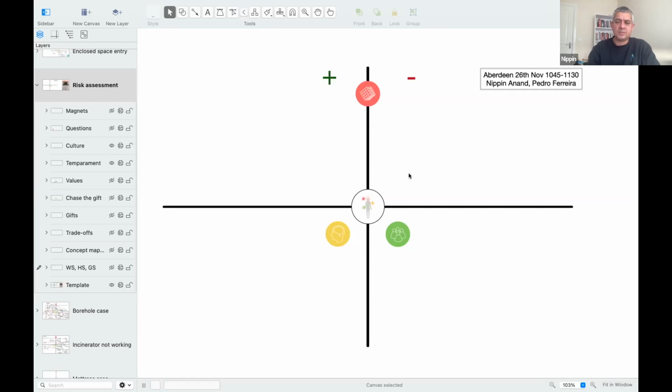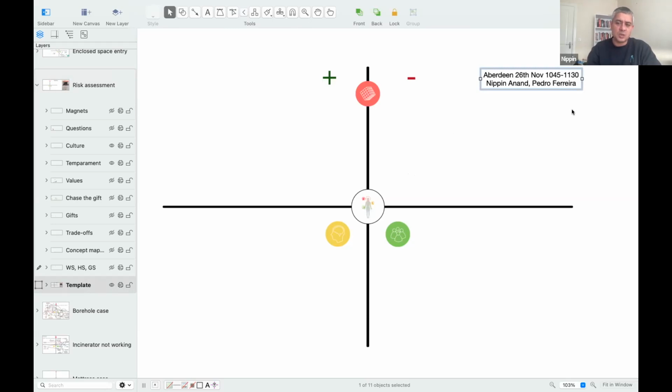Because it's a risk assessment, it's a very good idea to put the place where this is happening, Aberdeen, 26th of November, between 10:45 and 11:30. It's between two people, let's say Nipin Anand and Pedro Ferreira, and you can add more people. As soon as you finish this risk assessment on a whiteboard, you can take a picture of it and file it along with your formal paperwork.